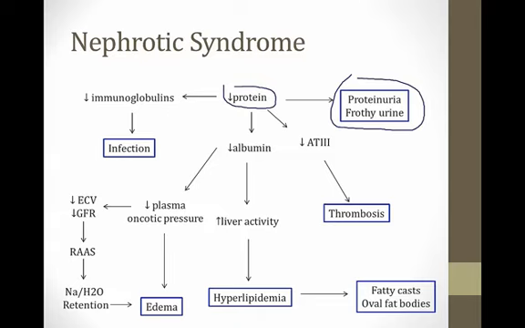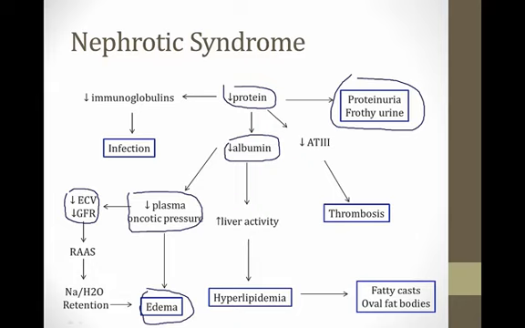Now the loss of protein will lead to the loss of albumin, and when you have low albumin you get low plasma oncotic pressure. This means that fluid will leak out into the interstitium and that will cause edema. You also get edema from another mechanism. The loss of plasma oncotic pressure leads to a reduction in extracellular volume and a reduction in glomerular filtration rate. This is going to ramp up the renin-angiotensin-aldosterone system and lead to sodium and water retention. So that is also going to contribute to the edema. There are two mechanisms by which you get edema in the nephrotic syndrome.